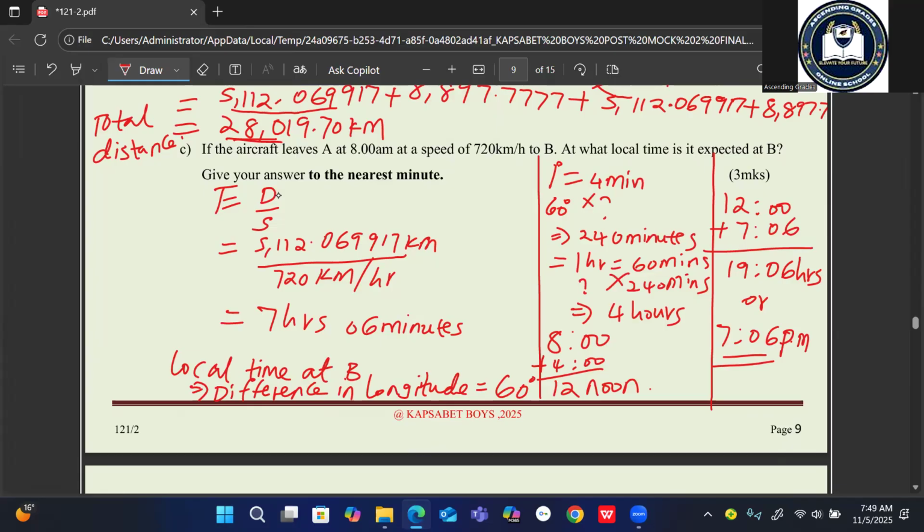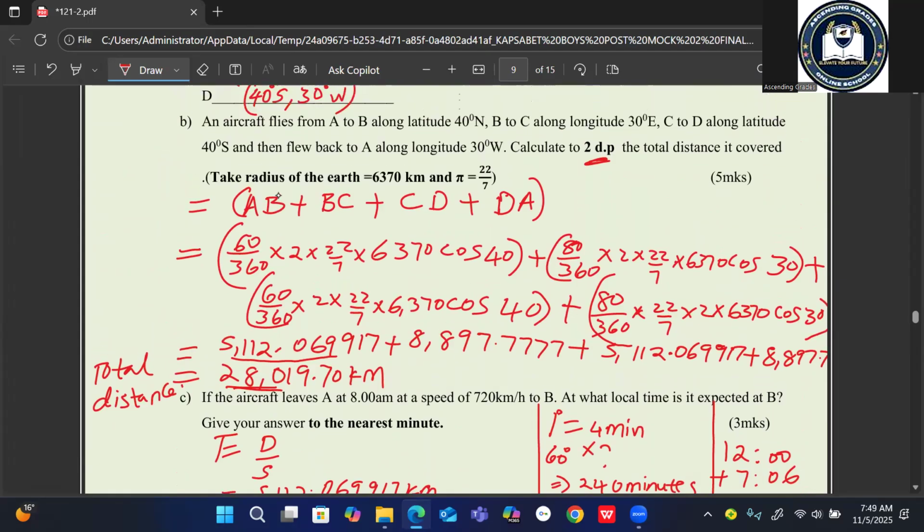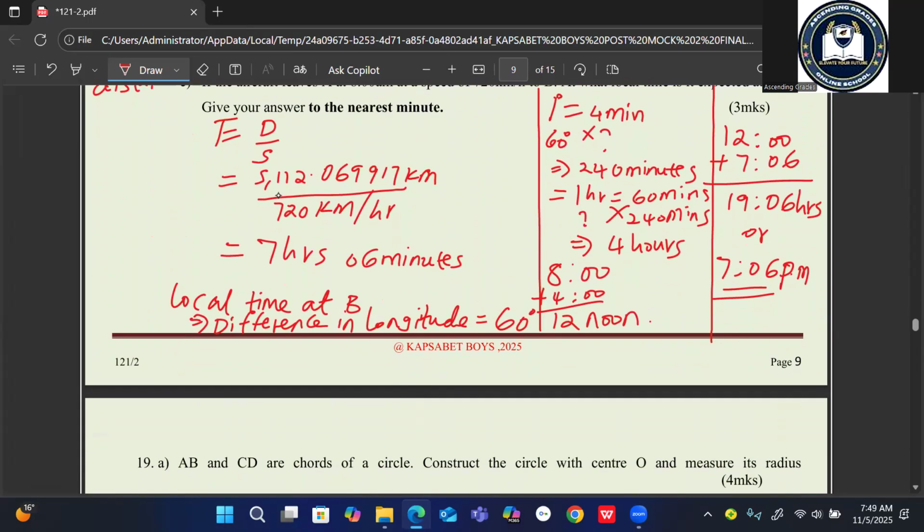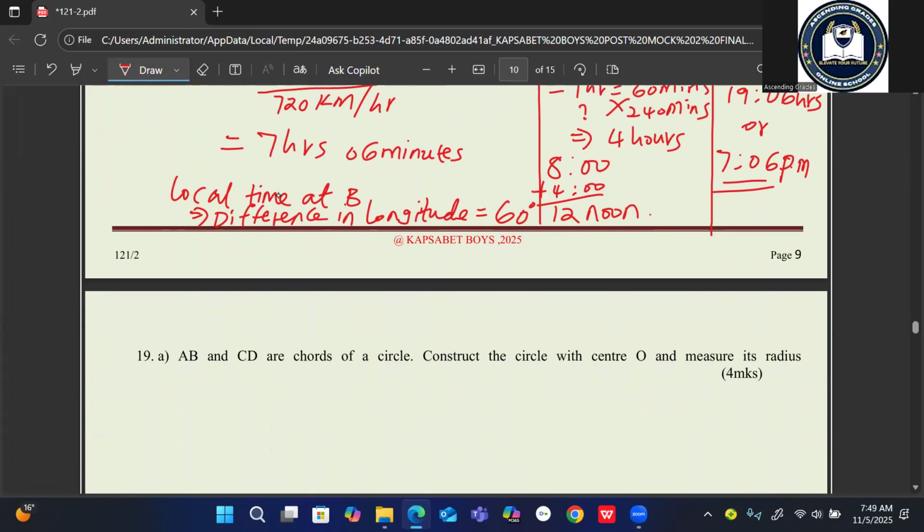So that is 3 marks. From there, you already have your 3 marks. We already obtained our 5 marks and we already obtained our 2 marks. A very simple question that you don't have to miss in your exam. You now have your full 10 marks. From there, go to the next number, that is number 19.